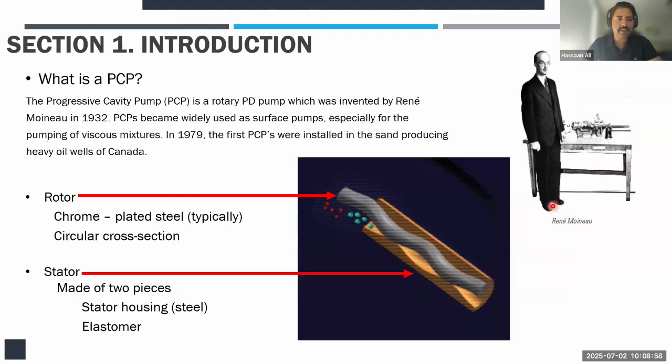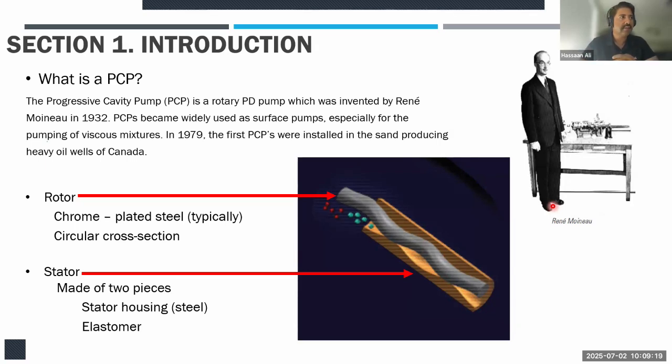Progressive cavity pumps were actually invented in 1932 by René Monod. He founded a company called PCM. This company is still around. They were the founders of the PCP for oil and gas applications. They still do it to this day, but they have also diversified into different industries.